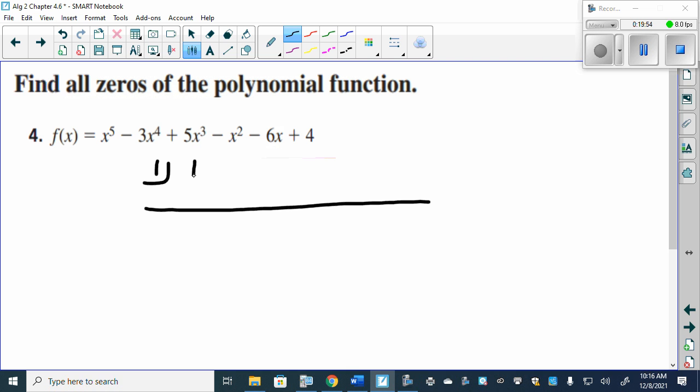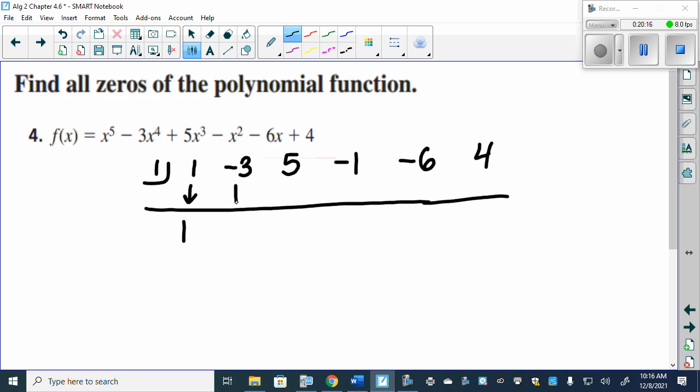We would have 1 for x to the 5th, -3 for x to the 4th, 5 for x cubed, -1 for x squared, -6 for x, and 4. We don't need any zeros because we do have all of the variables. We have them all. Now we can start our synthetic division.